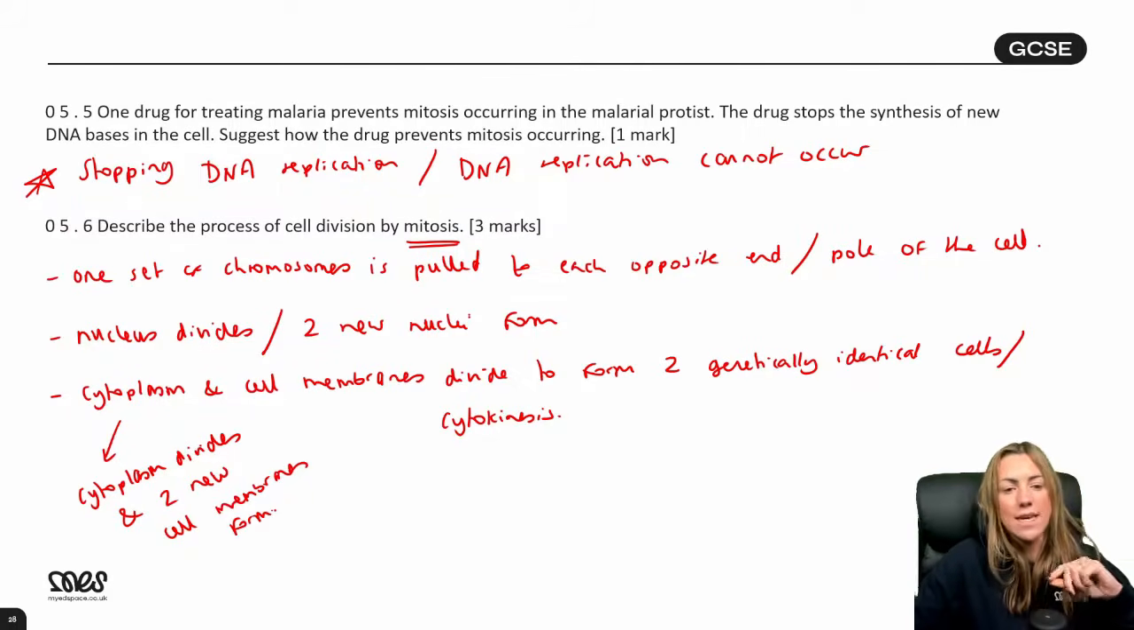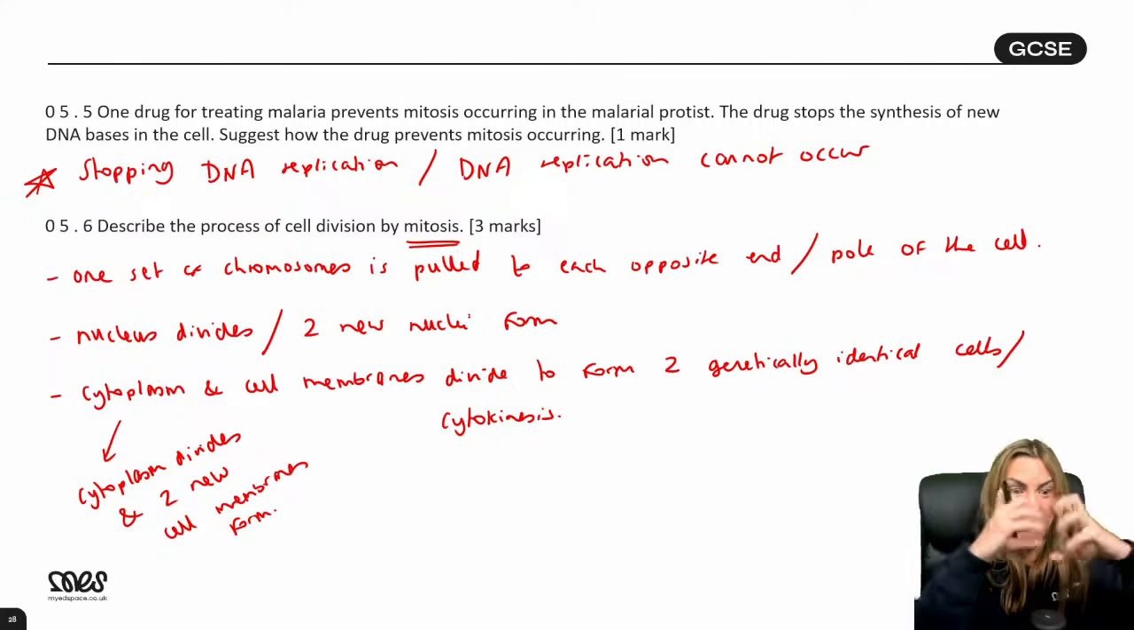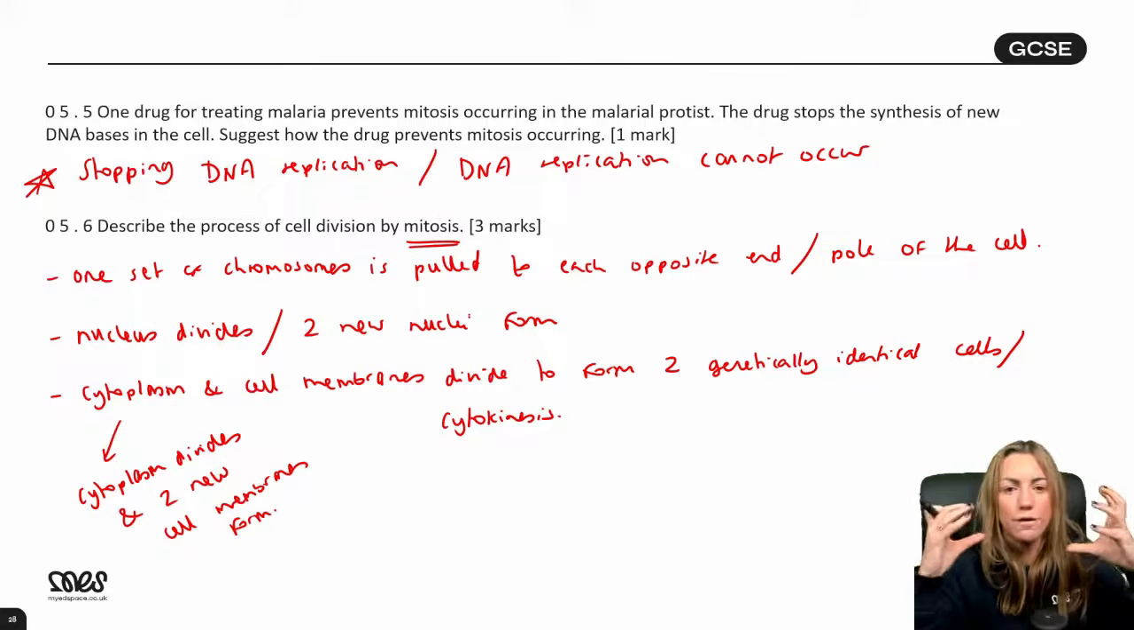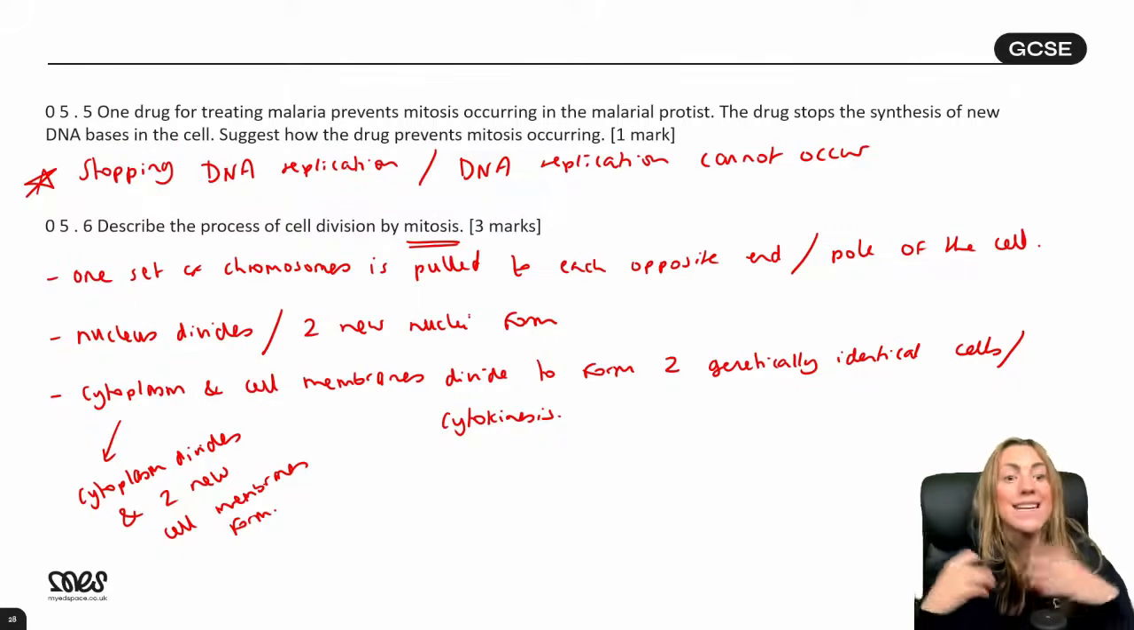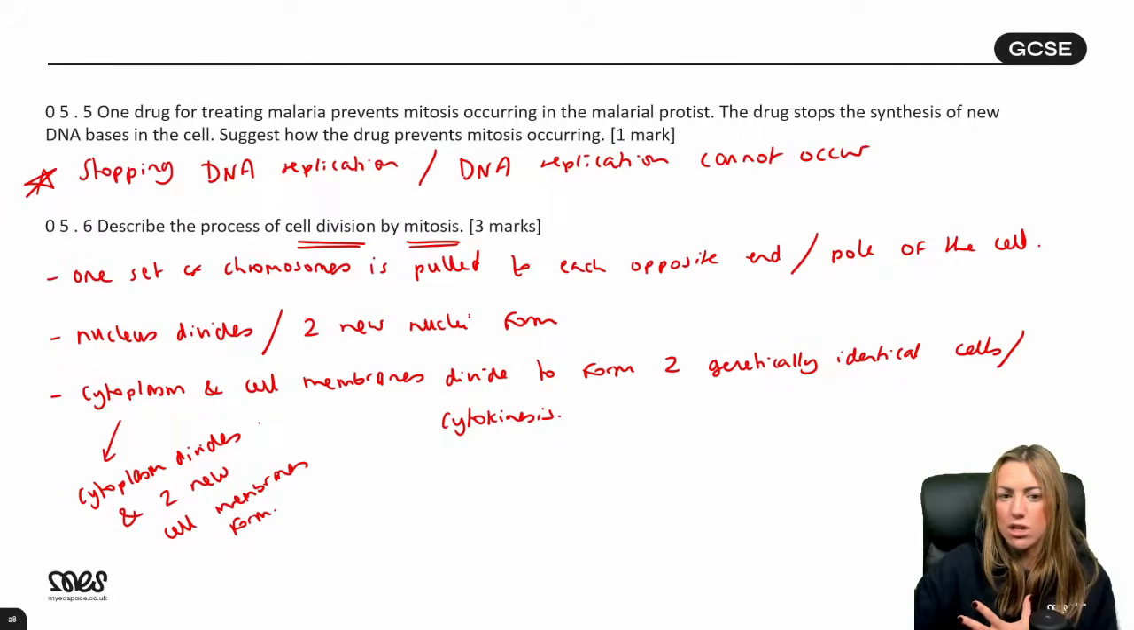I think that's how I would have said it. But yeah, the cytoplasm divides, the two new cell membranes form, or the cell membrane divides, and you will form two genetically identical cells. This is called cytokinesis. That's how we get cell division. Okay, really, really tricky question. You've got to be so specific with your wording for that one.